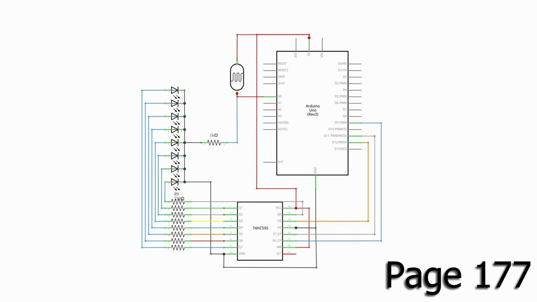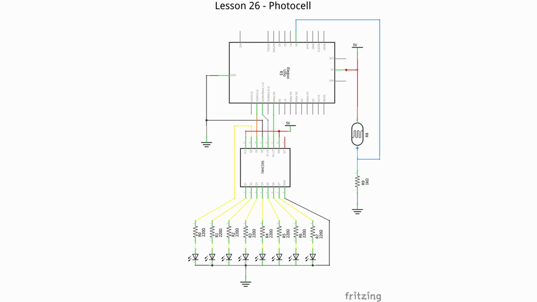On page 177, you'll see the following schematic. And here's my version. You can see that the photoresistor is connected in series with a 1 kilo ohm resistor from power to ground. A connection is made between the two devices to pin A0.